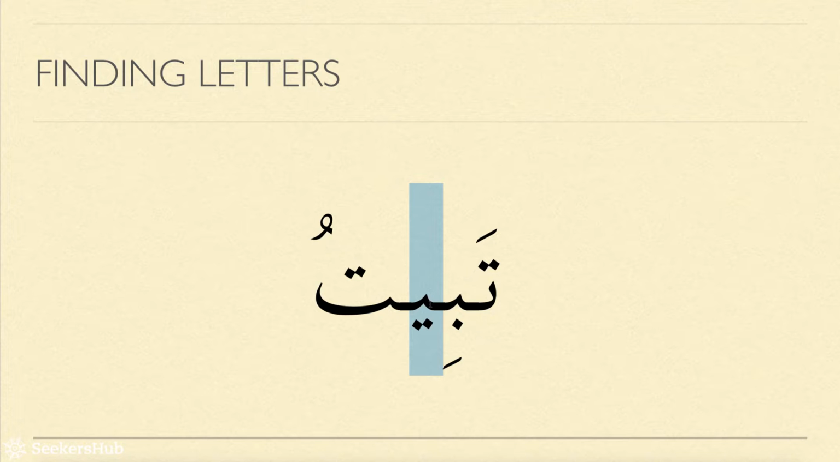So what do we have now? We have the ta with 2 dots above. 3 dots above would be a tha. 1 dot below is a ba. 2 dots below is a ya. And what's the job of the ya so far? The job of the ya is to extend the kasra. So we get bi and then bi. So this is tabi. And then there's a ta.